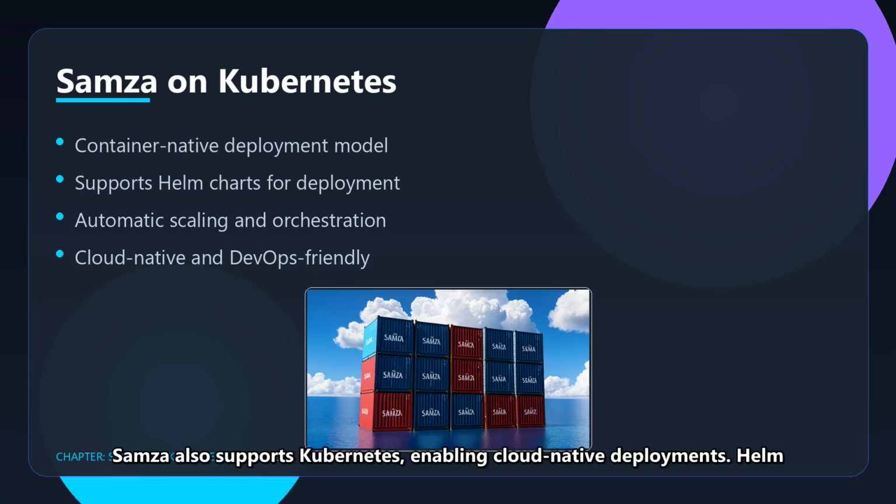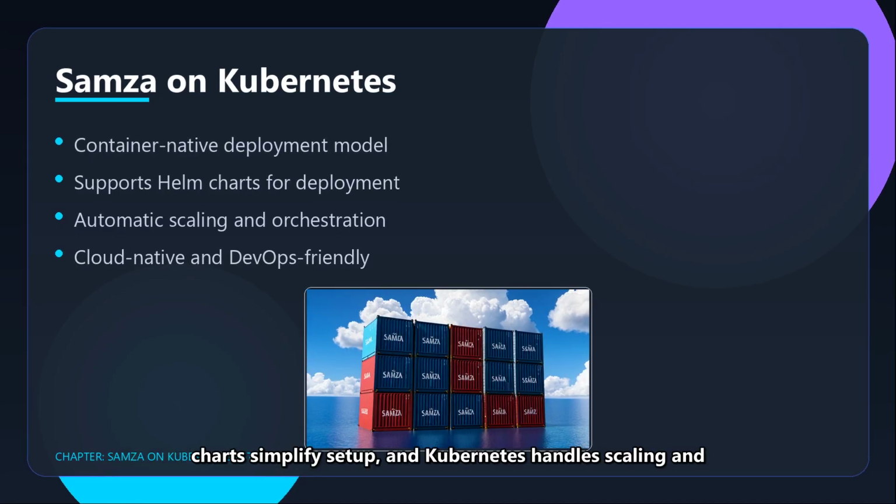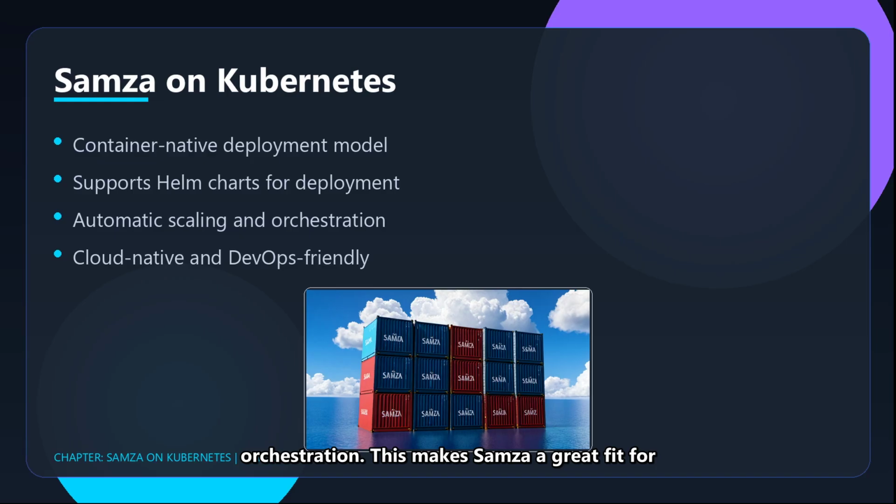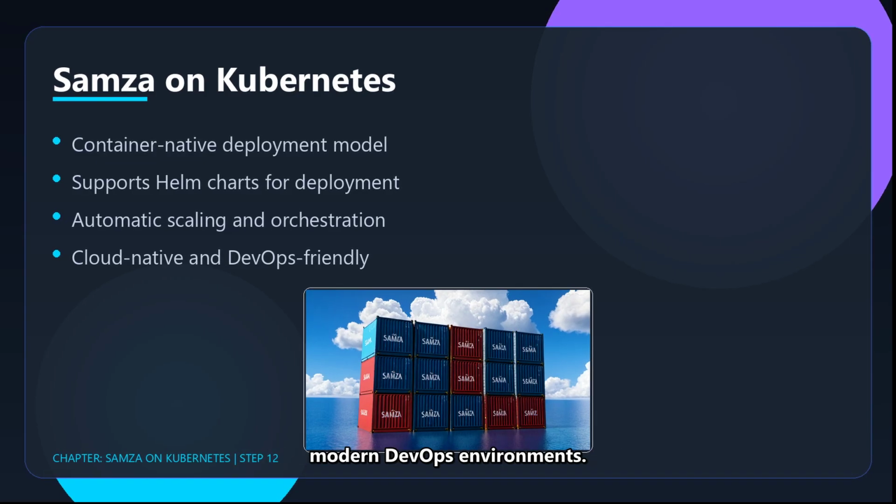Samza also supports Kubernetes, enabling cloud-native deployments. Helm charts simplify setup, and Kubernetes handles scaling and orchestration. This makes Samza a great fit for modern DevOps environments.